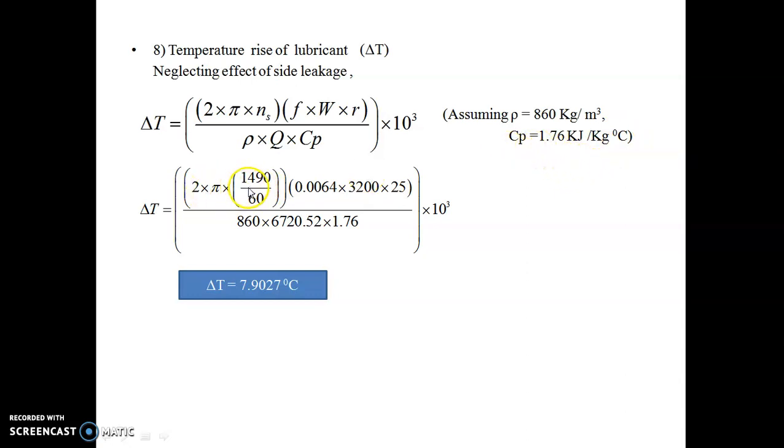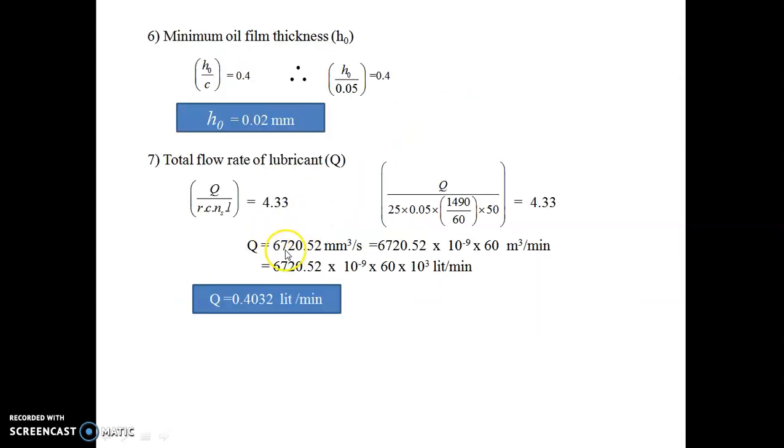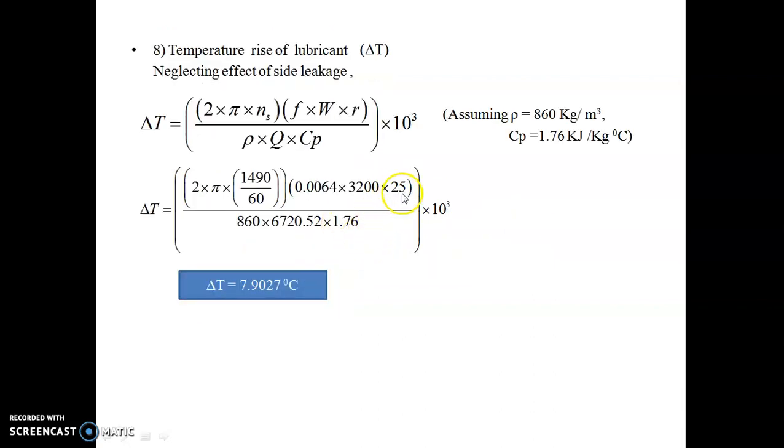By putting the values ns 1490/60, F 0.00644, W 3200, R 25, rho 860 and Q 6720.52. So this is 6720.52 mm³ per second, because this is in mm, this is in rpm. So calculating this, we can get delta T equal to 7.9027 degrees centigrade.